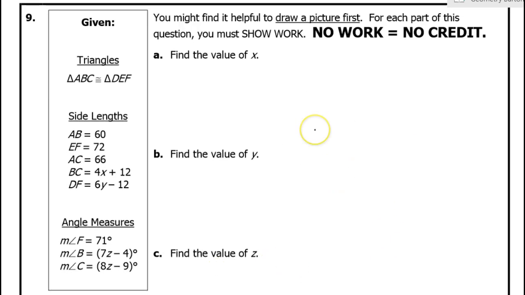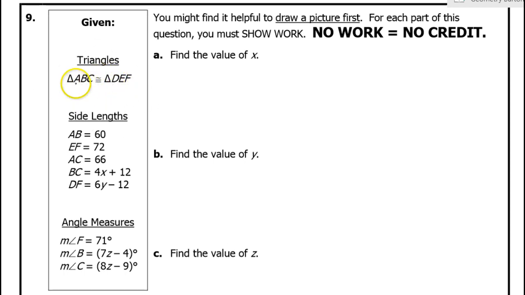Okay, let's keep going. You might find it helpful to draw a picture first. For each part of this question, you must show work. All right, so we're given that these triangles are congruent. So let's decide which segments are going to be congruent.